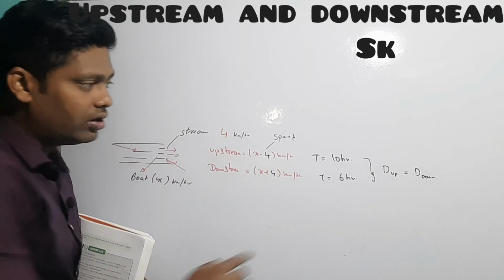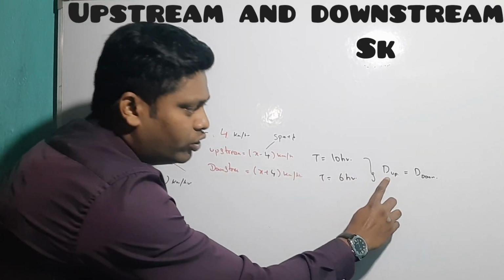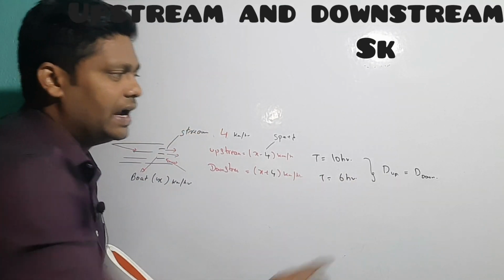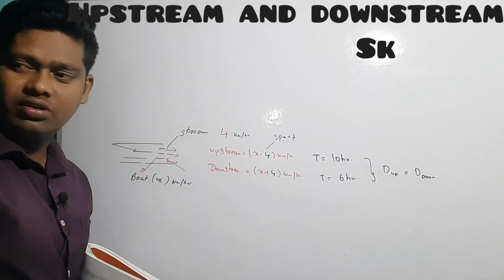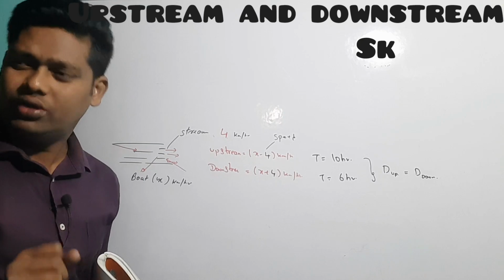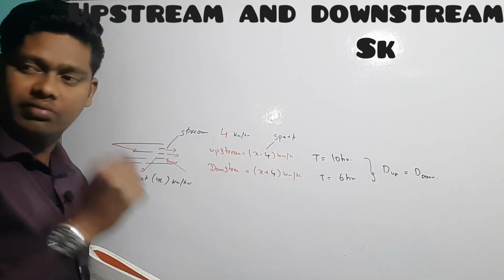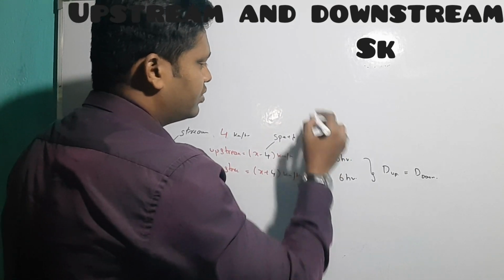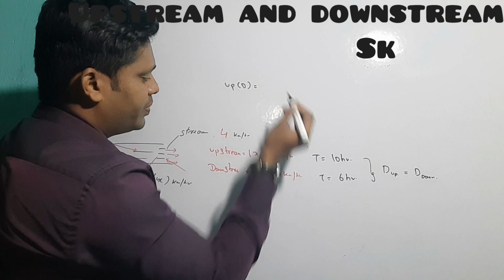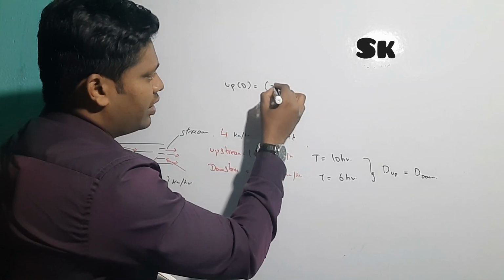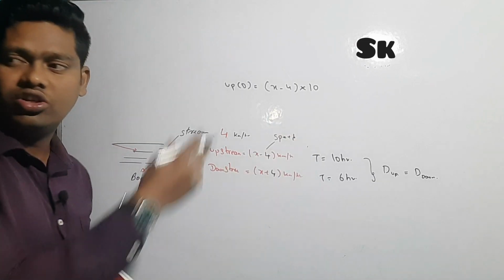Now what I have to find out? Distance of upstream, because I have to frame the equation. For that I need the distance in case of upstream and the distance in case of downstream. So distance formula: distance is equal to speed into time. The speed I am having upstream, time I am having upstream. So upstream distance is equal to speed into time. Speed is x minus 4, time is 10 hours. Clear? So I got the distance.